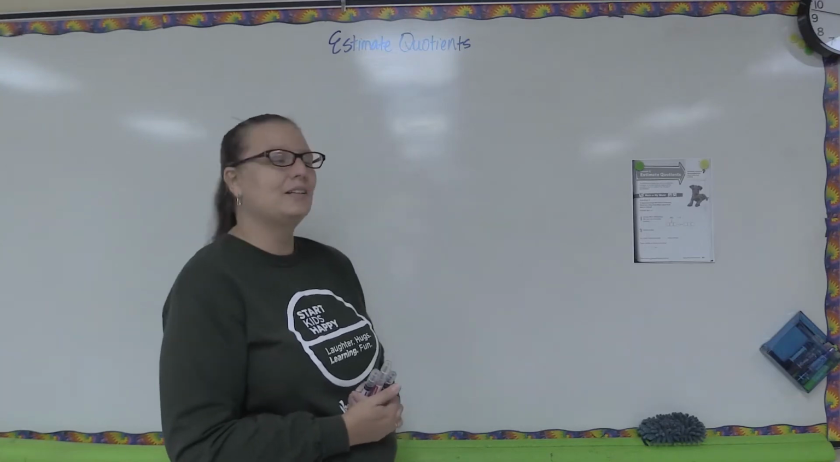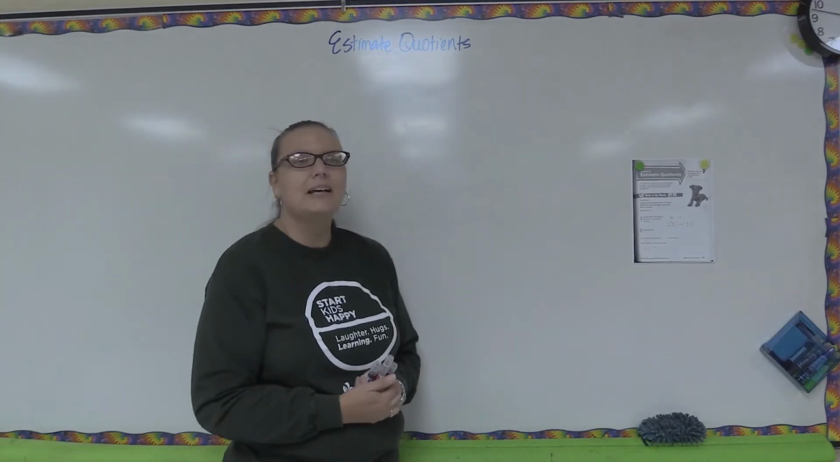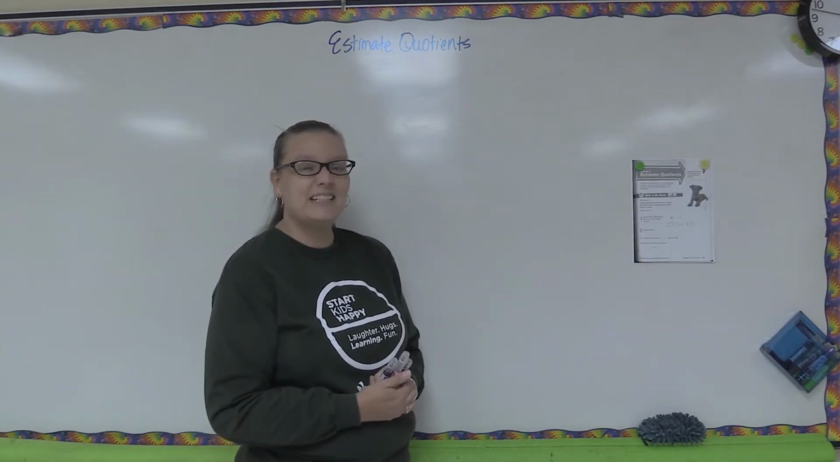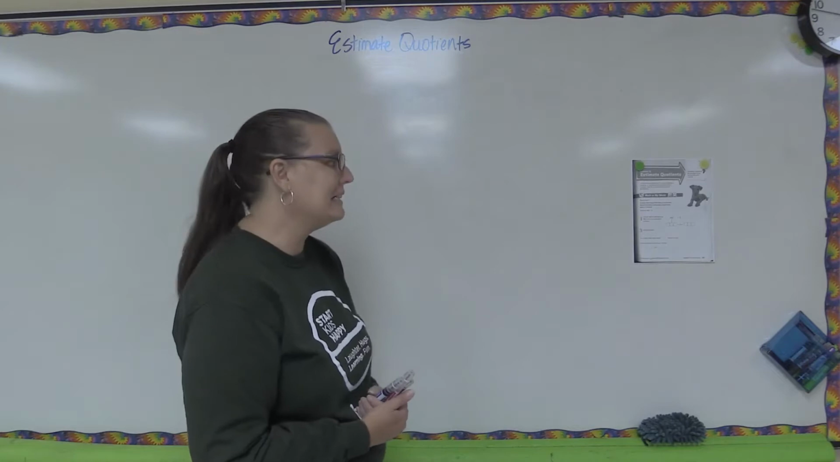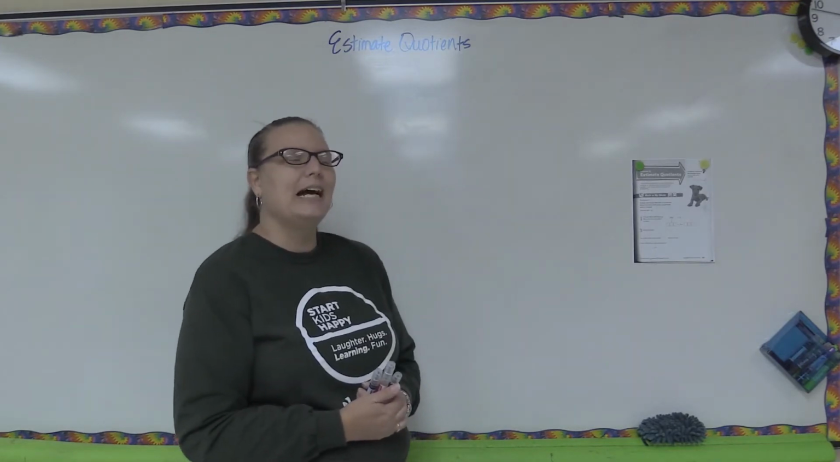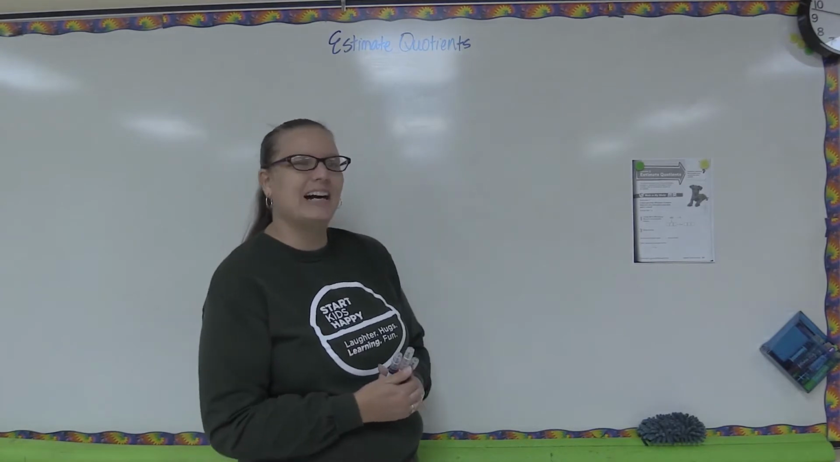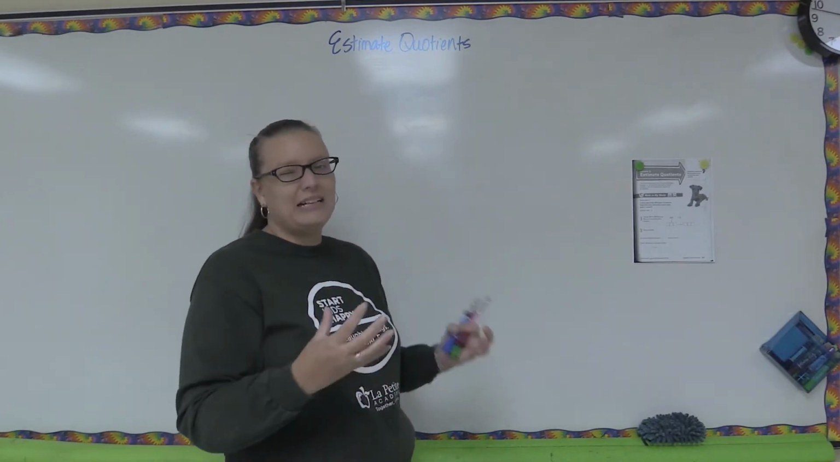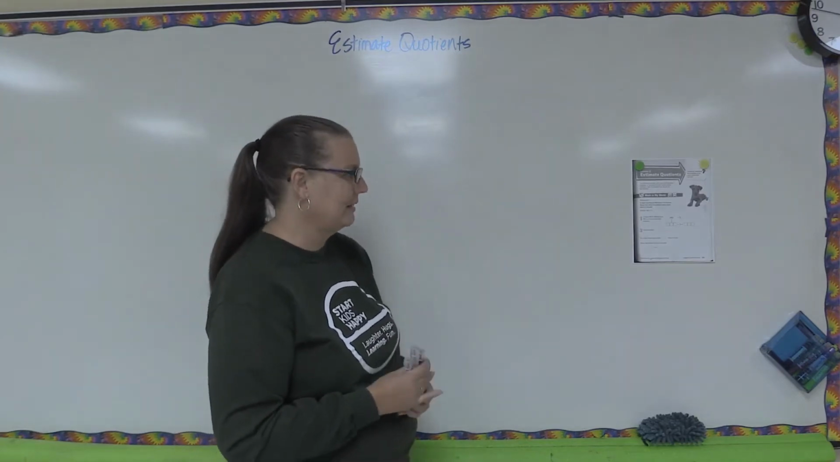Alrighty, today's lesson is all about estimating quotients. We're going to be drawing on some knowledge that we haven't worked with for a little while, so you're going to have to dig deep in those brains to find what we need. Today we're going to be talking about finding compatible numbers. I want your brain to be thinking about fact families and thinking about how multiplication and division are related, because that's going to help you with today's lesson.